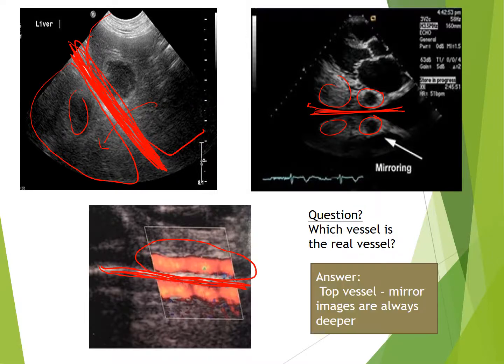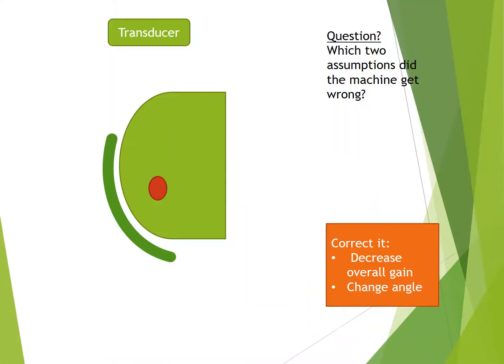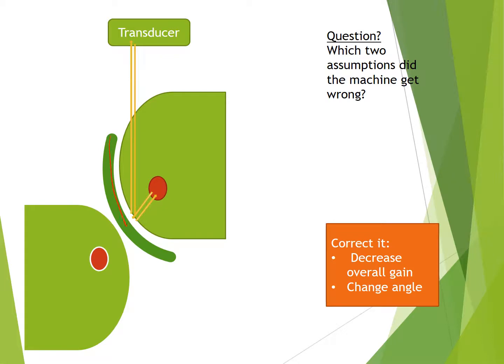So which vessel is the real vessel? It's going to be that top vessel. Mirror images are always deeper. So we have the sound coming into the body, hitting our strong reflector, bouncing into other reflectors, bouncing back to that strong reflector, and then back to the transducer. So again, the sound is taking different paths. It's not following a straight line anymore. And it's also bouncing off of different structures before going back. So it's not heading straight from the transducer to reflector and back.